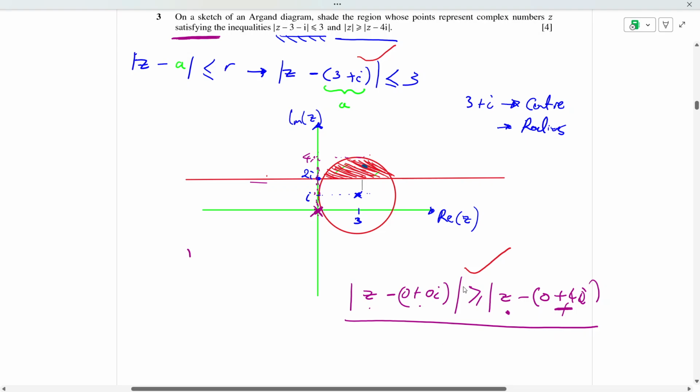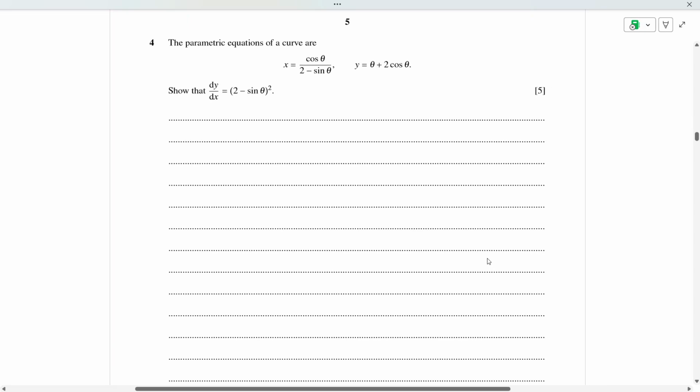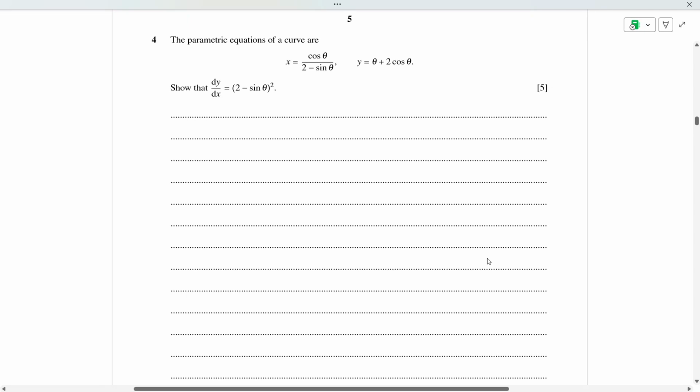Okay. So that's it for question 3. Then question 4 says the parametric equations of the curve are x is equal to cos theta over 2 minus sine theta, and y is equal to theta plus 2 cos theta. Show that dy/dx is equal to that.